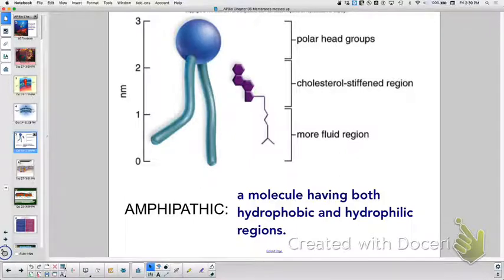The thing is, they're kind of loosey-goosey because what kind of fatty acid chains are they? Unsaturated, which means they have what in their chain?